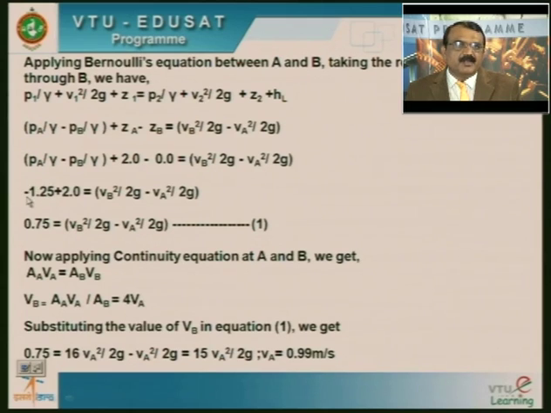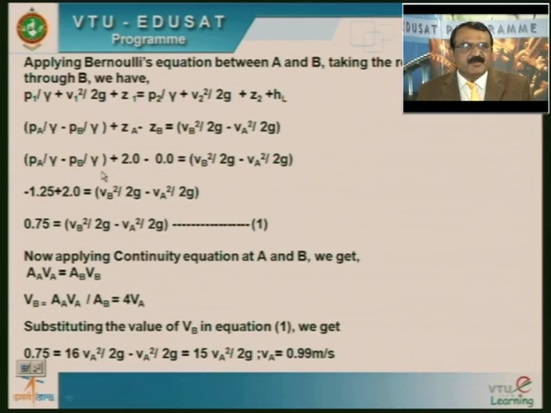Very, very important. Again, I repeat, the value we calculated earlier is PB by gamma minus PA by gamma, which works out to be 1.25. But in this term, I am looking for the value of PA by gamma minus PB by gamma. Therefore, this must be equal to minus 1.25 plus this 2 meters. Keep the right hand terms as they are. If you simplify this, you are going to get 0.75 equal to this value. Call this equation number 1.